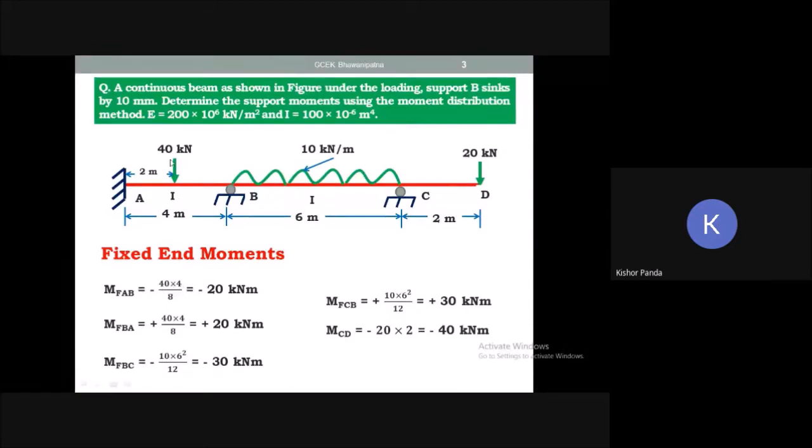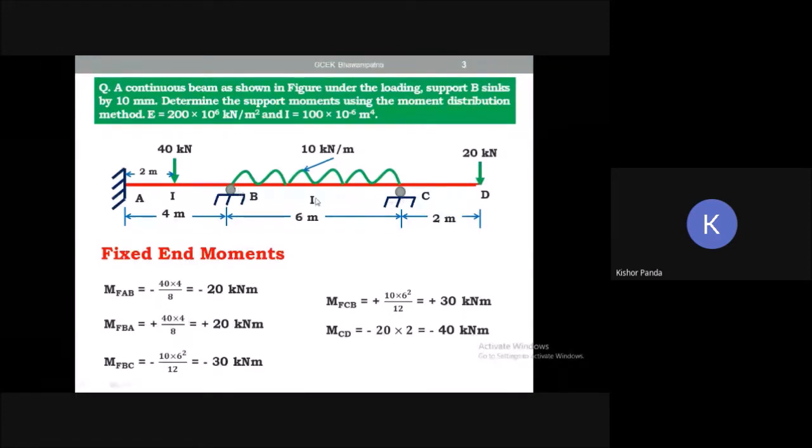So W is your given 40 kilonewton and L is given 4. Minus 40 into 4 by 8, so this is equal to minus 20 kilonewton meter. Then find out what is the moment here, MFBA. MFBA is equal to plus 40 into 4 by 8. This is plus 20 kilonewton meter.